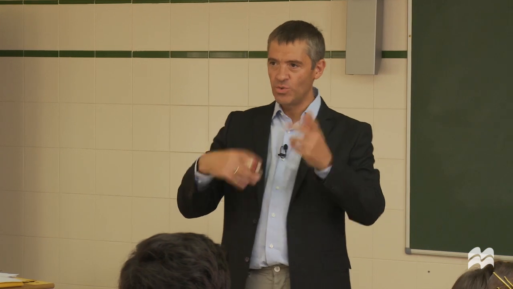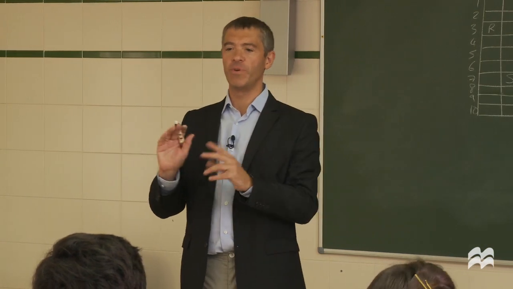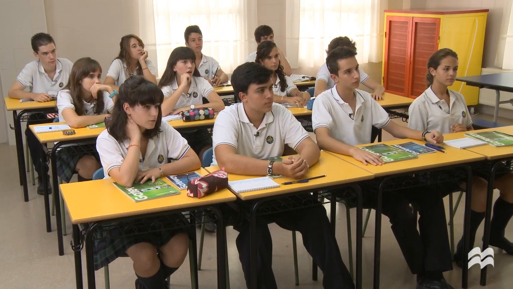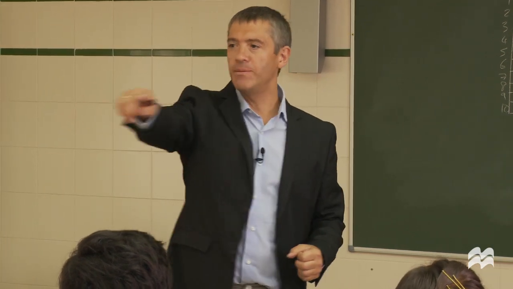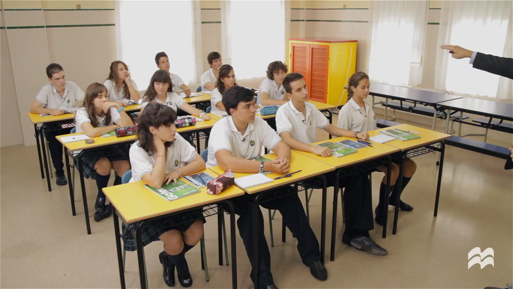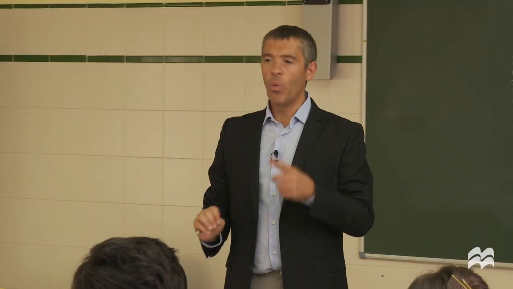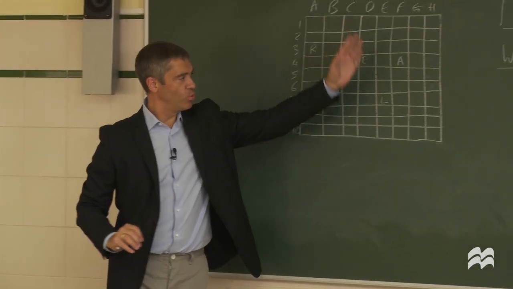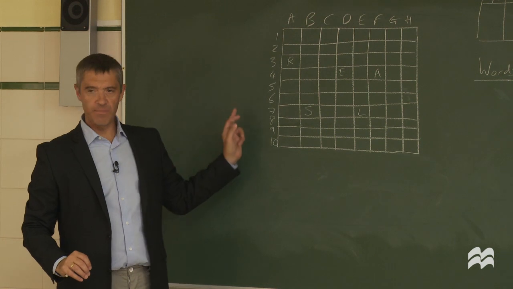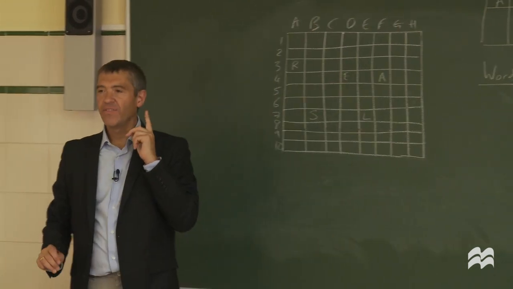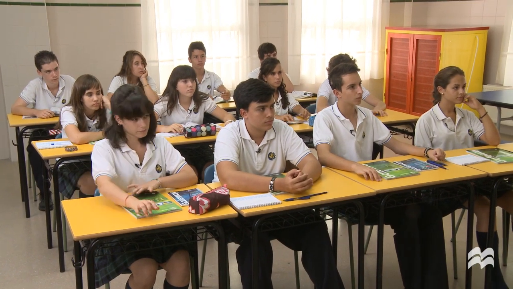This game is to remember some of the vocabulary that we've been looking at. There are going to be 3 teams, okay? This is Team A, the front row, Team B, middle row, Team C, back row, okay? What we do is, there's a board here, and we've got numbers down here, letters across here. The idea is to make words.